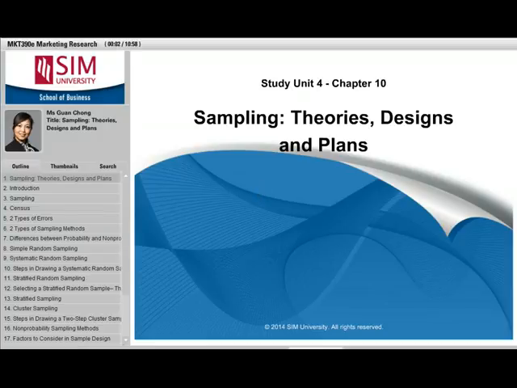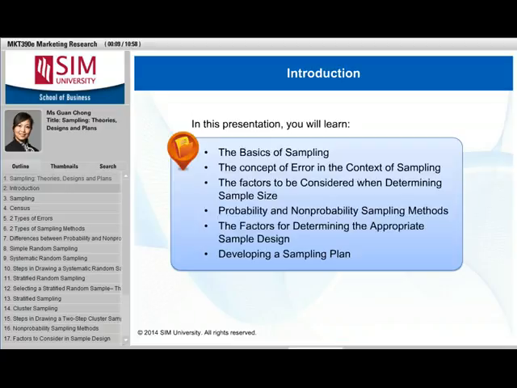Study Unit 4. This presentation covers sampling theories, designs, and plans. In this presentation, you will learn the basics of sampling, the concept of error in the context of sampling, the factors to be considered when determining sample size, probability and non-probability sampling methods, the factors for determining the appropriate sampling design, and developing a sampling plan.